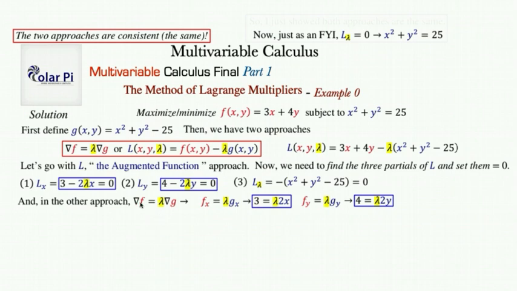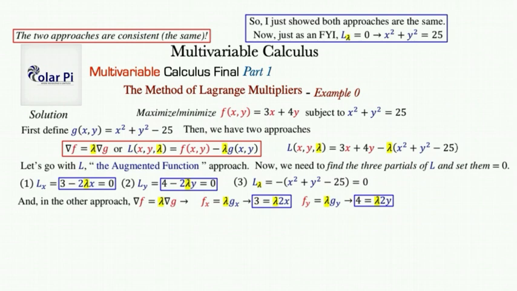So, as I said, this here, which is this here, together with the constraint function, is the same as these three partials equal to 0. You see now why the two approaches are consistent, which is that they get to the same place. And again, just a reminder, the partial with respect to lambda of L set equal to 0 just gets us back the constraint function.